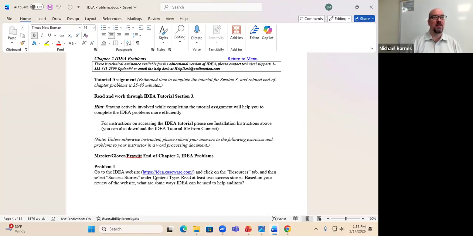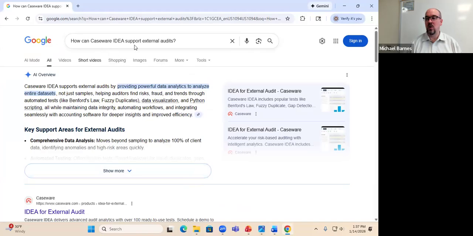So what I would recommend for this assignment, instead of going to idea.caseware.com, is just do something simple, like go to Google and say, how can Caseware IDEA support external audits? And then just review what the AI tells you and just summarize that in your answer. I know it's a little bit cheap, but I didn't want to get too much confusion on that particular question since it's supposed to be an easy question. Okay. So that's basically how I would encourage you to approach those 2 problems. Like I said, this idea assignment should be really easy.